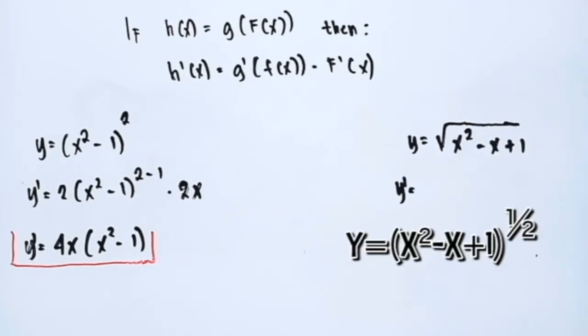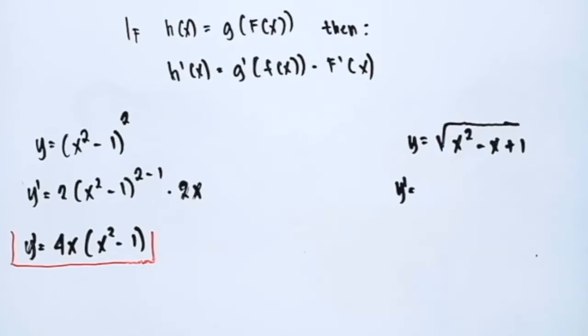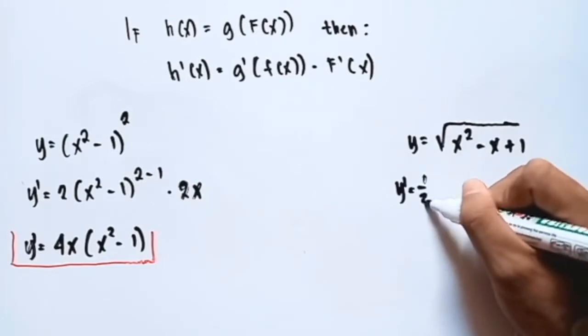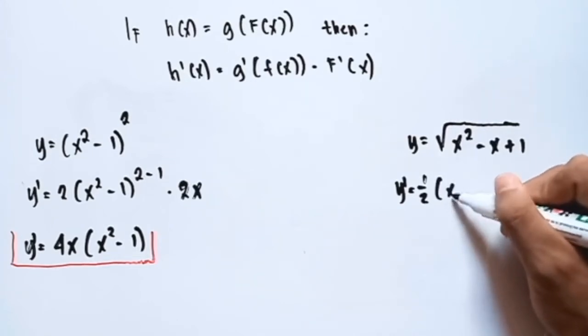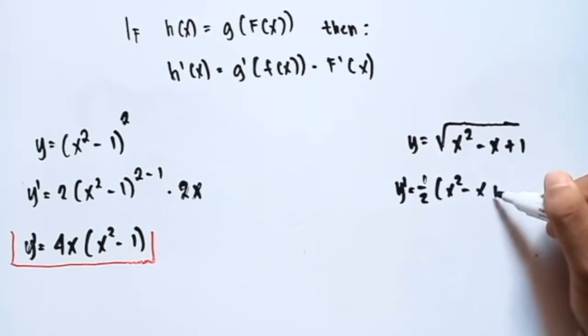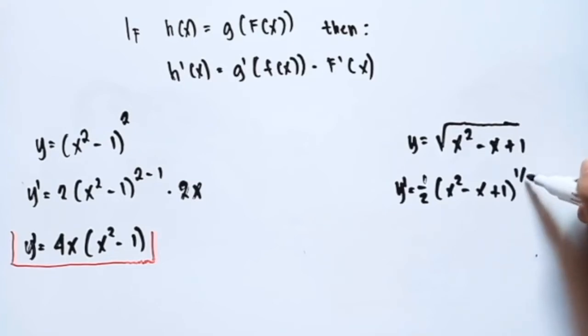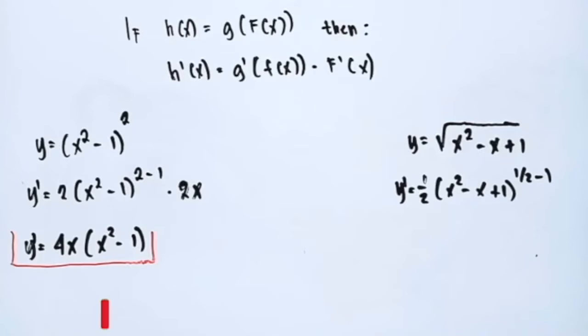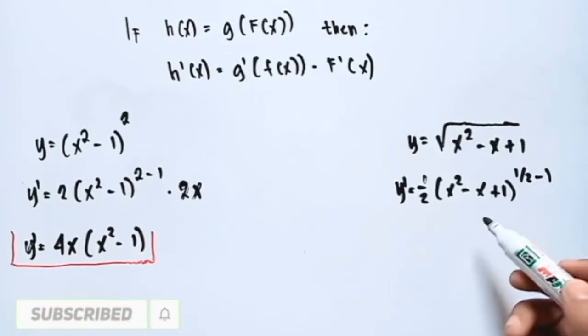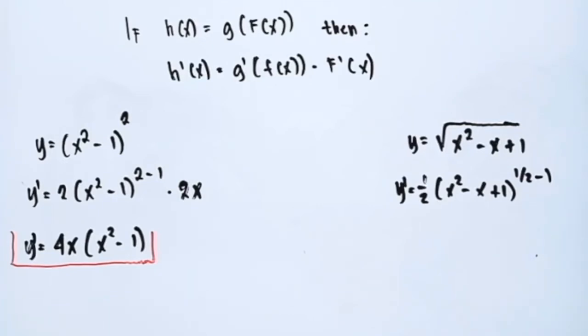The square root of x squared minus x plus 1 is the same as x squared minus x plus 1 raised to 1 half. So y prime is equal to 1 half times x squared minus x plus 1 raised to 1 half minus 1, using the power formula, times the derivative of x squared minus x plus 1. So what is the derivative of x squared minus x plus 1?